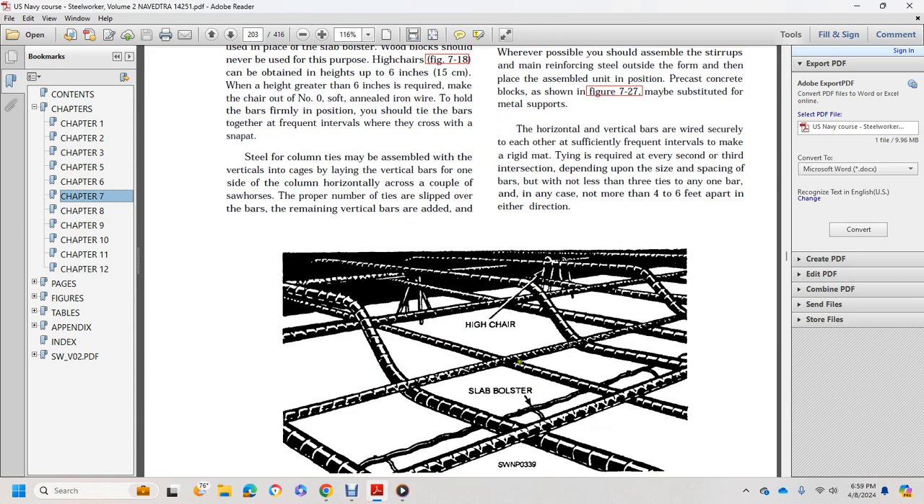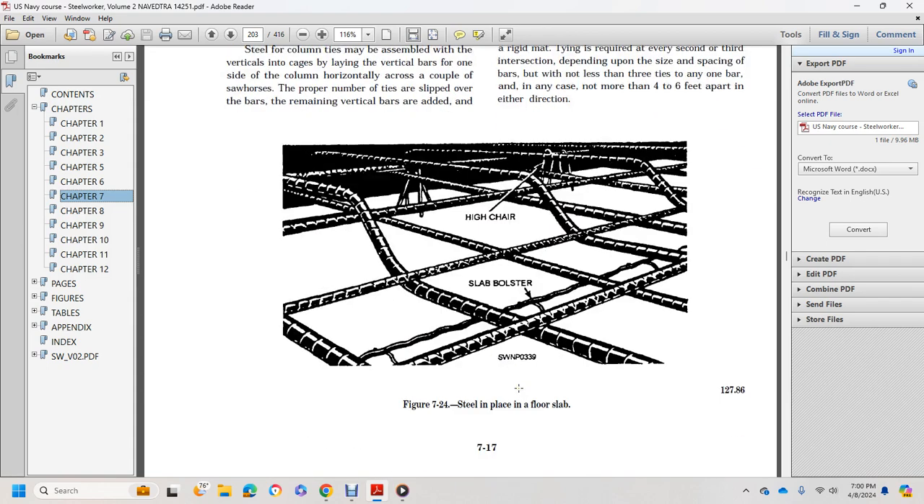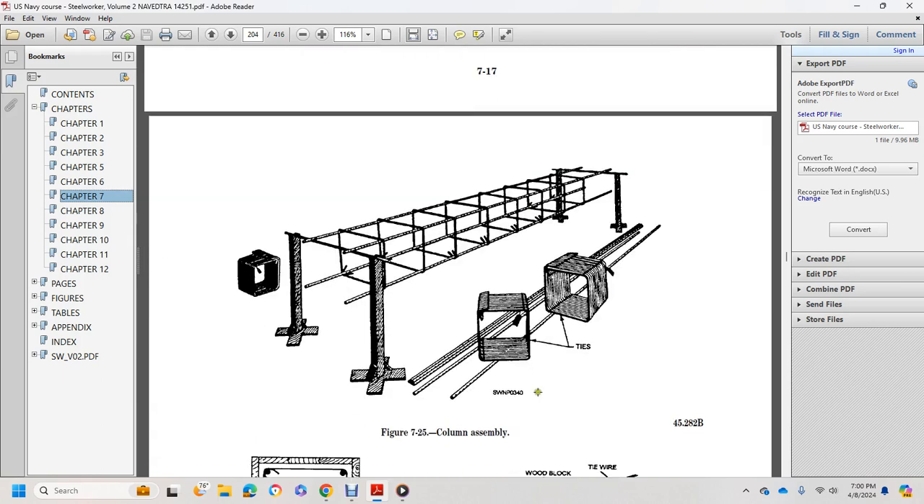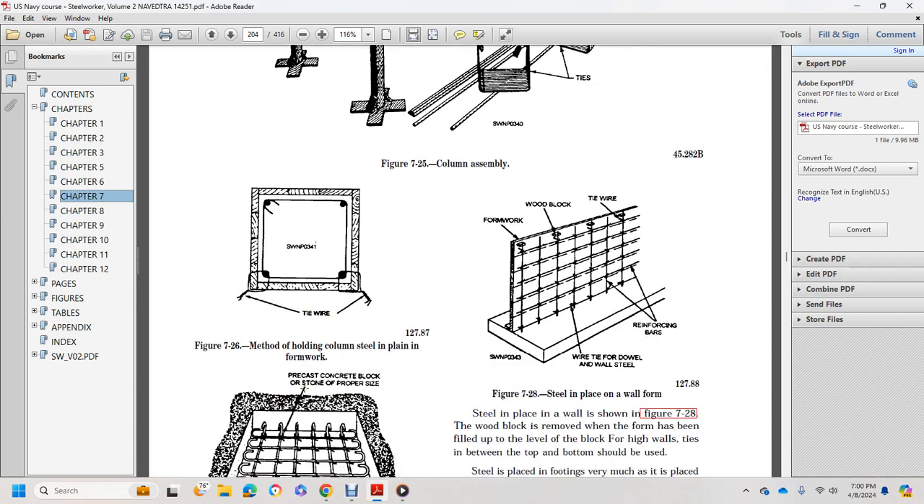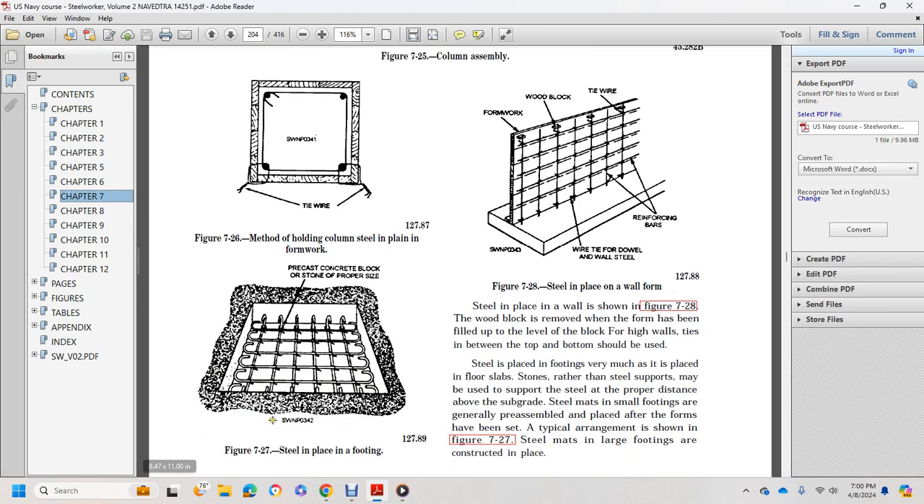So we have a high chair and a slab bolster. Figure 724, steel placed in a floor slab. Figure 725 shows the column assembly and it shows the ties. Then 726, method of holding column steel in place with tie wire. Figure 727, steel placed in footing, with precast concrete block or stone of proper size.